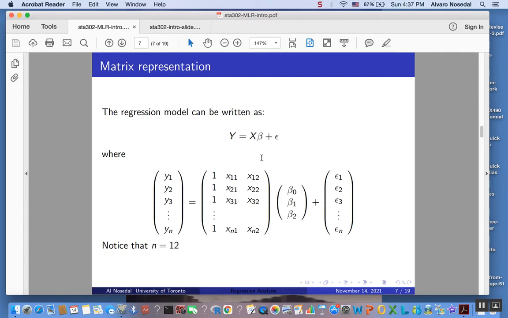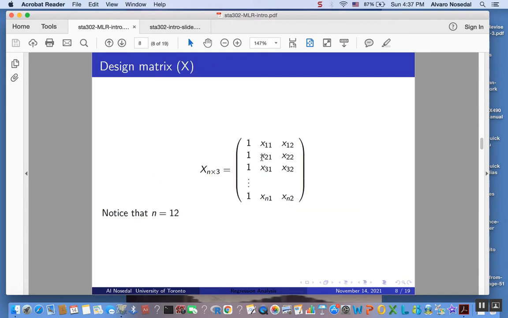Next, let me mention something about terminology. We are going to be referring to the matrix X as the design matrix. Okay, and as I pointed out earlier, in our particular case, the design matrix X is going to be a 12 by 3 matrix.